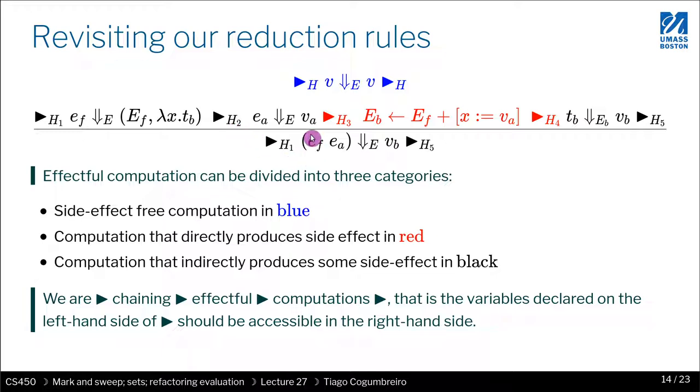Similarly, in function application, we have an initial memory h1, which we use to evaluate function ef. That returns a memory h2, which we use to evaluate the argument EA. That in turn returns a memory H3, which we use to evaluate environment push. That in turn returns a memory H4, which we use to evaluate the body TB that comes from the closure. And that finally returns a memory H5, which we return. So in this notation, the triangle is specifying the order in which I should evaluate each of these expressions, and we are also making explicit the memory. So this is memory H1, memory H2, and so on.